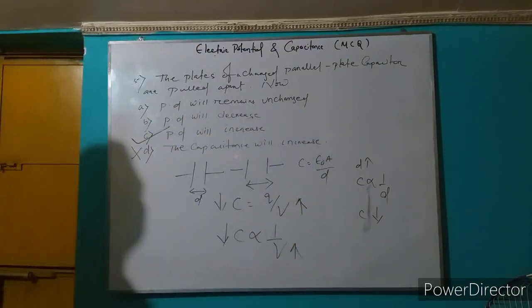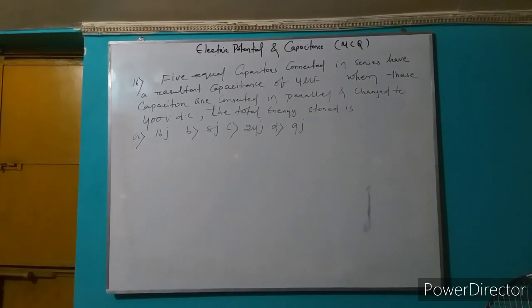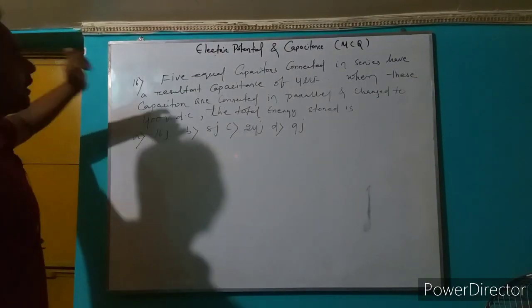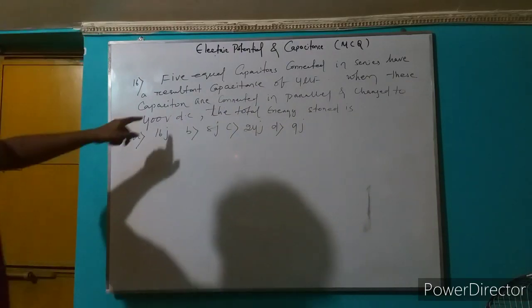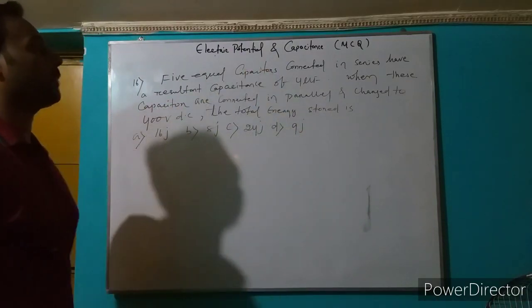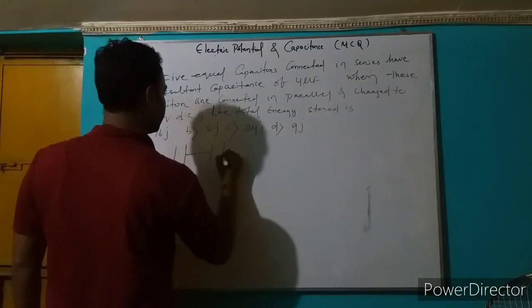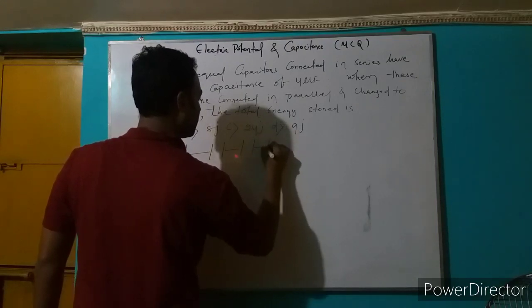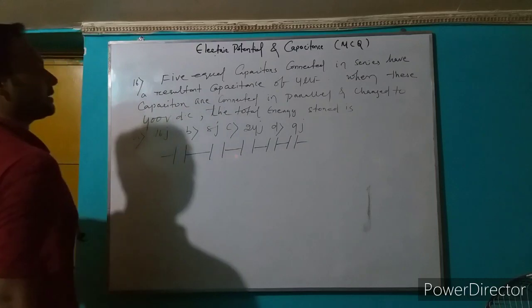Okay, now my next question is the 16th question: 5 equal capacitors in series have a resultant capacitance of 4 microfarad. That means there are 5 capacitors connected in series.